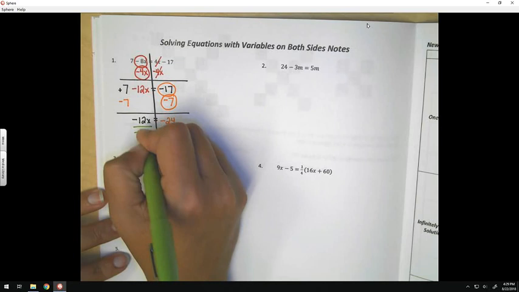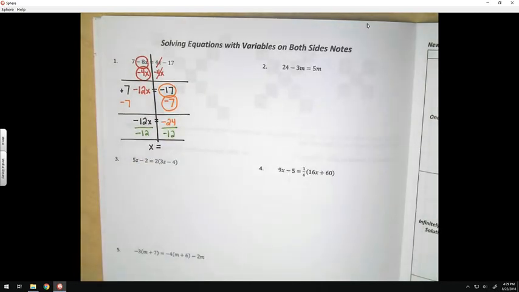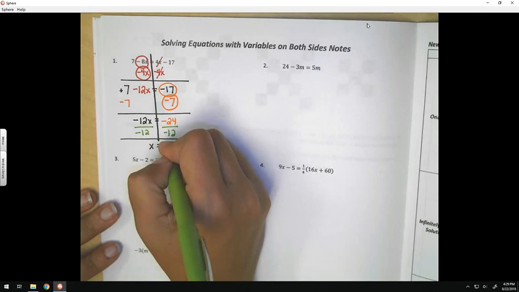Finally, I'm going to divide by negative 12 on both sides. And I get x equals negative 24 divided by negative 12, which is 2.